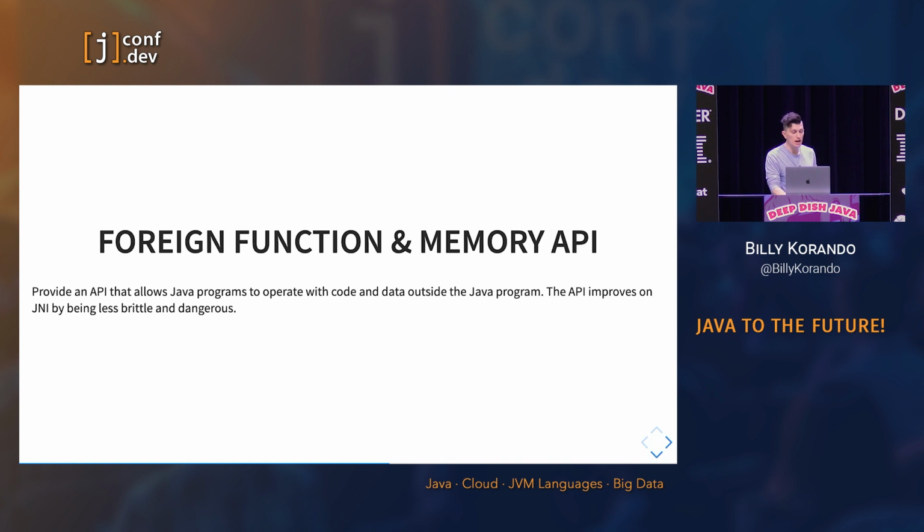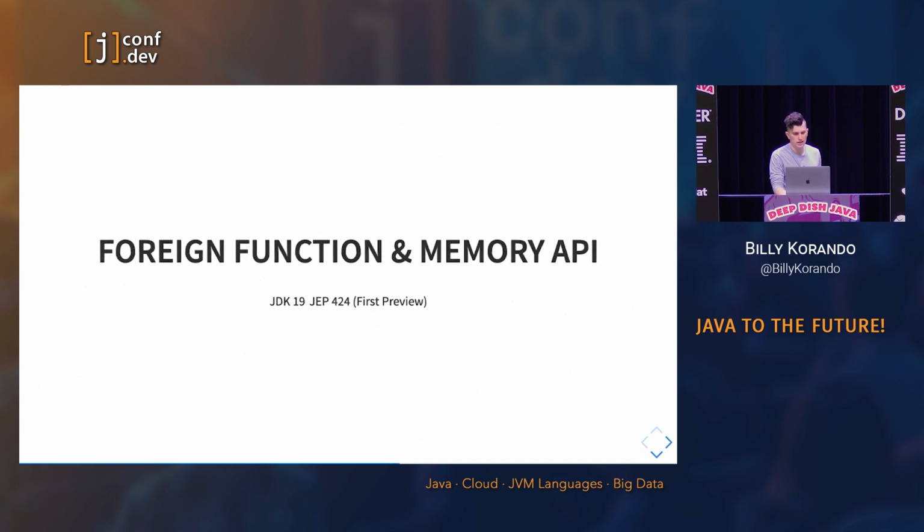The foreign function and memory API provides an API that allows Java programs to better operate on code and data that is outside the JVM. It's also to improve upon JNI, the Java Native Interface, which is a bit brittle and also dangerous. The foreign function and memory API entered its first preview, so hopefully it will become a general feature by JDK 21 if it follows the typical two previews and then a general feature.